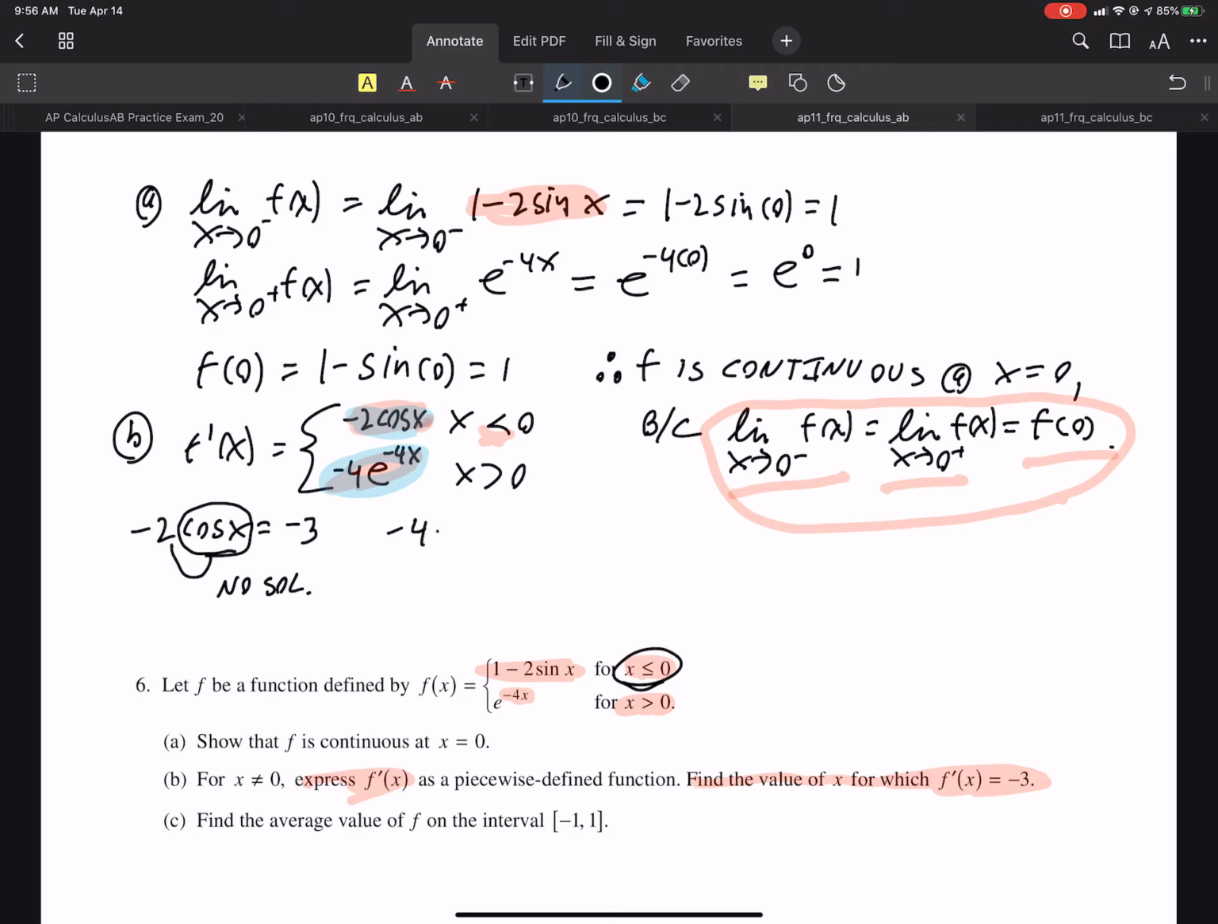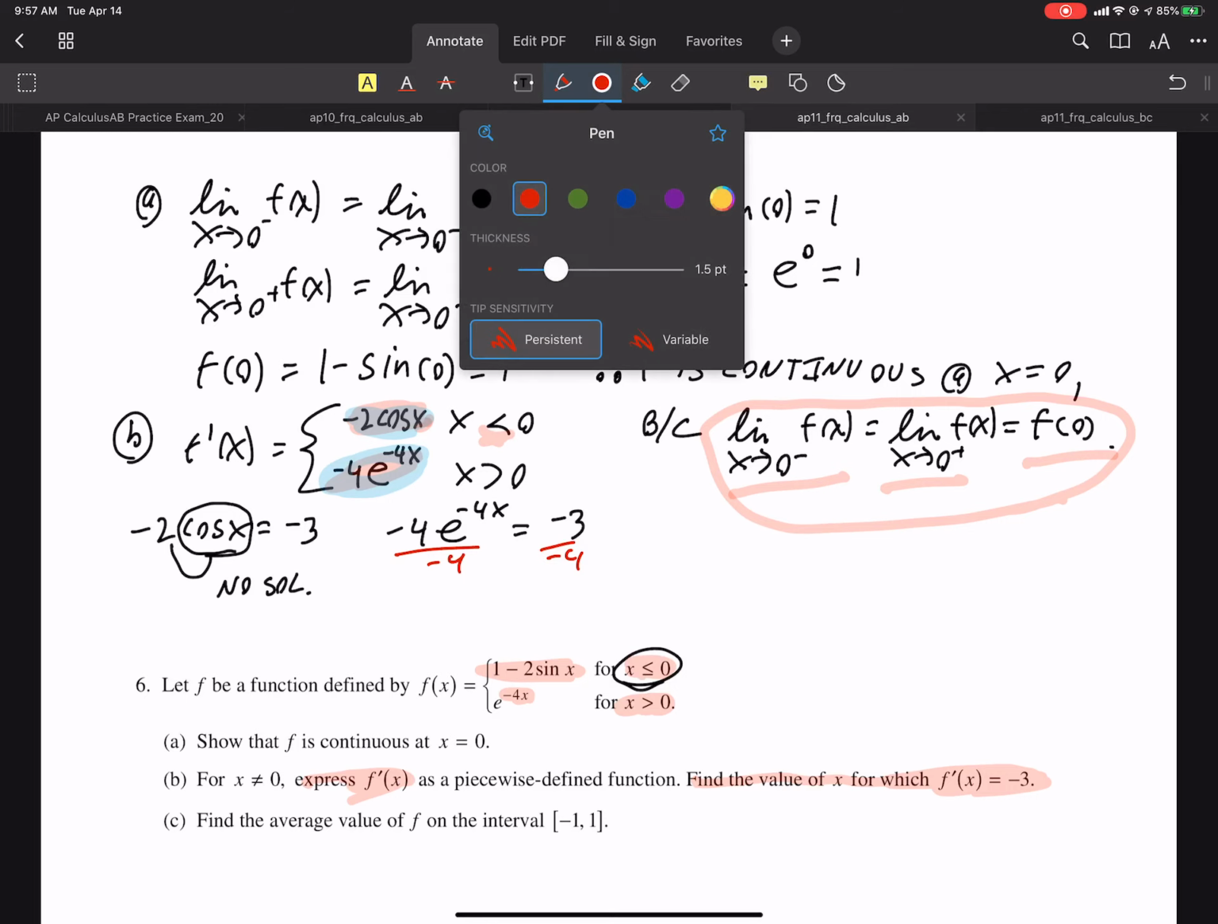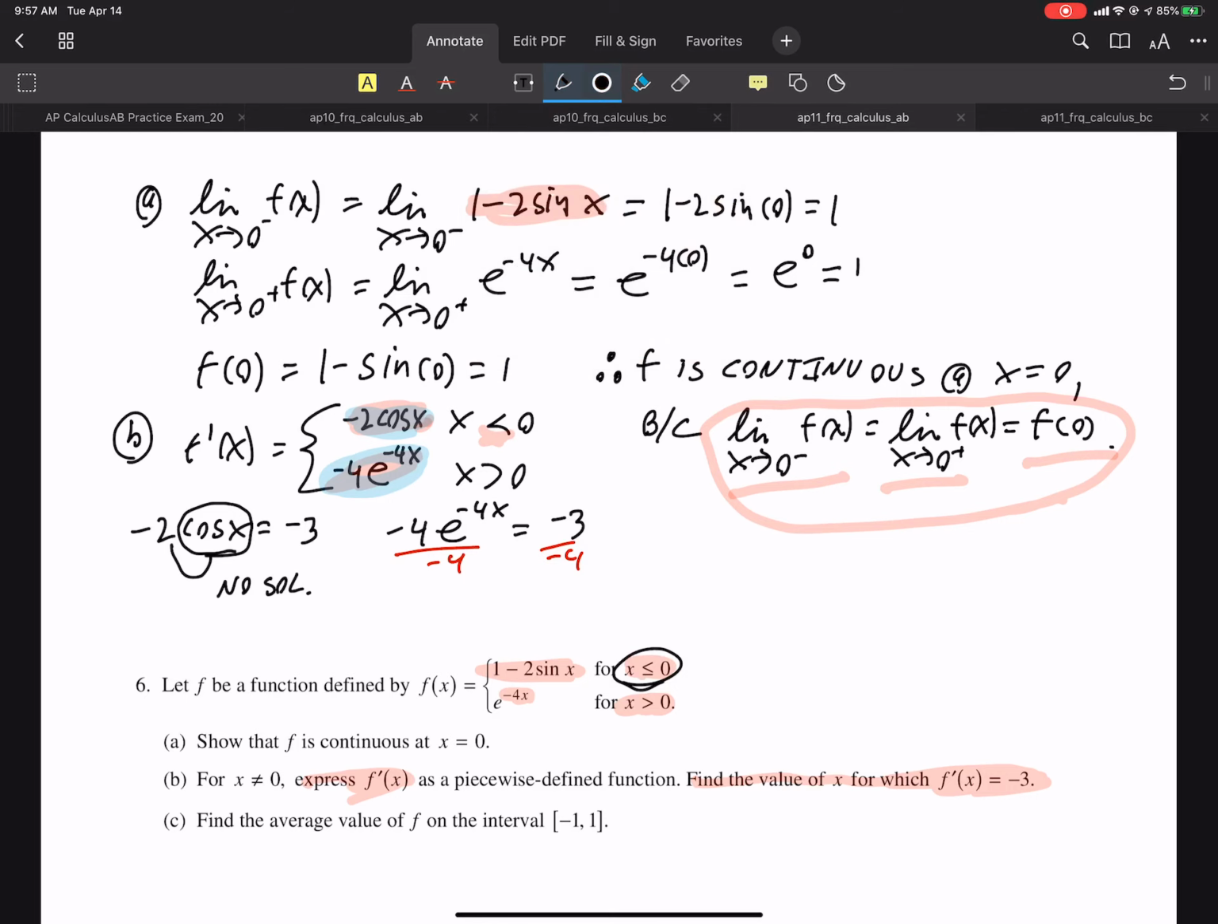So therefore, we need to look at the other one. So we're going to just use algebra. Divide both sides by negative 4. And then I am running out of space again. I'll get e to the negative 4x equals 3/4. To get rid of the e, I have to ln both sides.